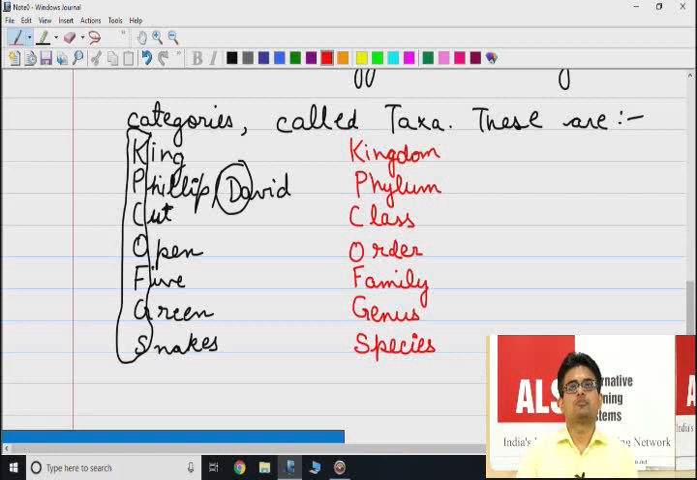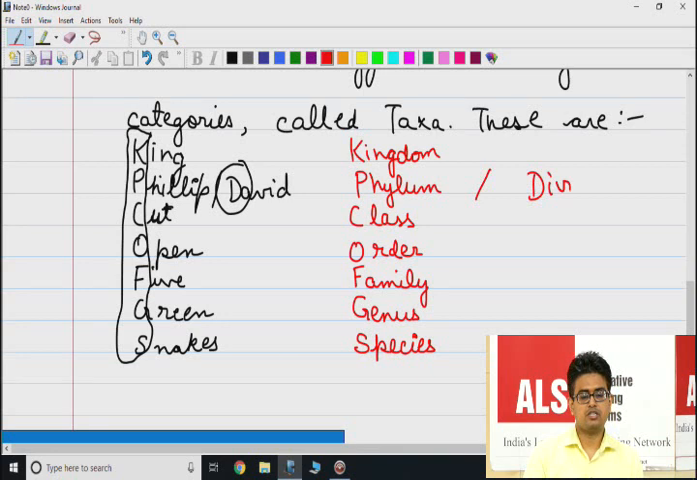Now, please write it quickly. In case of plants, we use division instead of phylum. All right. So these are the 7 obligate categories.